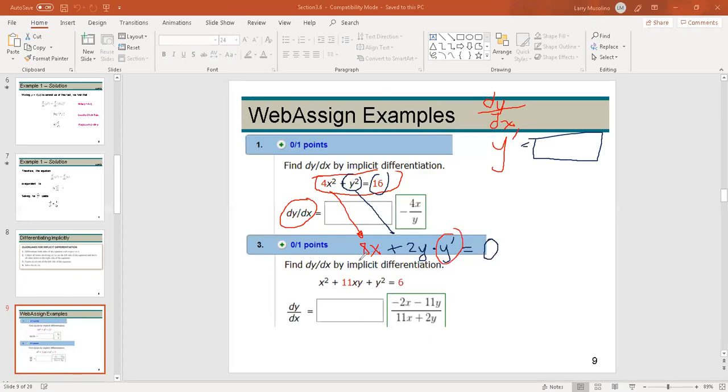Let me subtract 8x from both sides of this equation. So when I do that, I'm going to end up with 2y times y prime equals negative 8x. Last step, because I want to get y prime by itself, let me divide both sides by 2y. And when I do that, I'm going to end up with y prime.